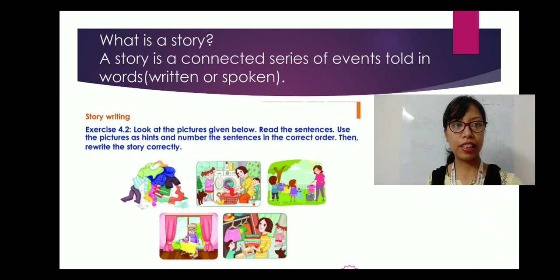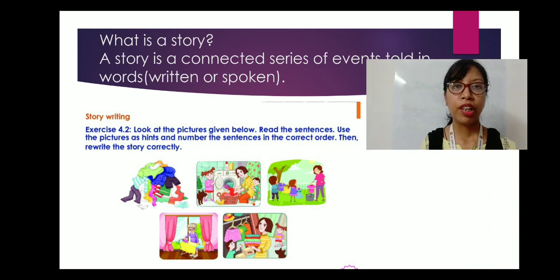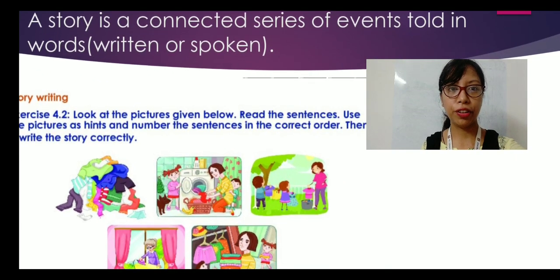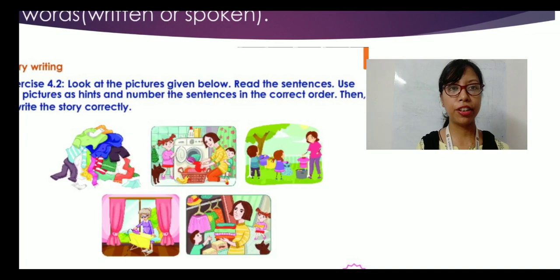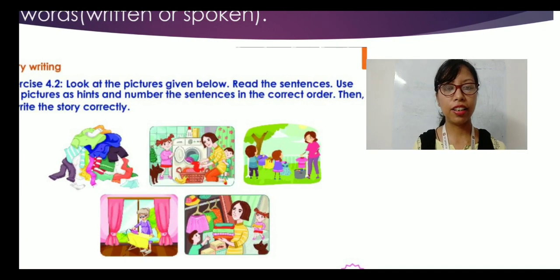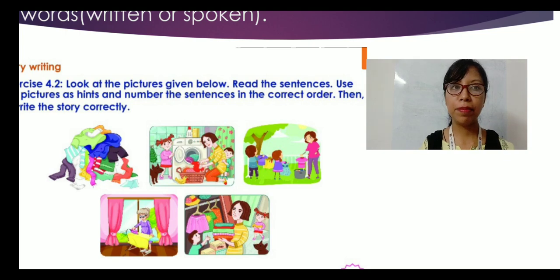Now let's come to exercise 4.2. Look at the pictures given below. Read the sentences, use the pictures as hints and number the pictures in the correct order. Then rewrite the story correctly. Now as you can see the picture here, what is the first picture showing? These are the clothes that have been piled up, right? They have been piled up.